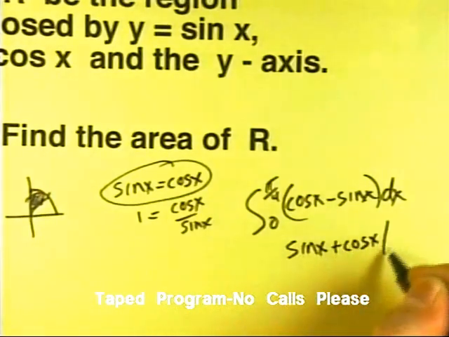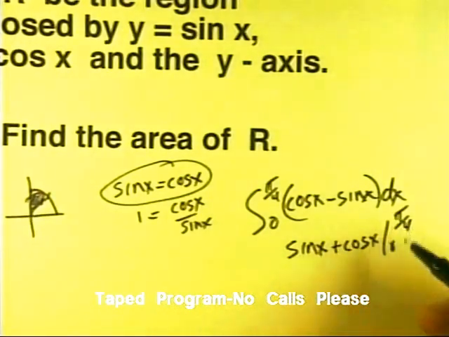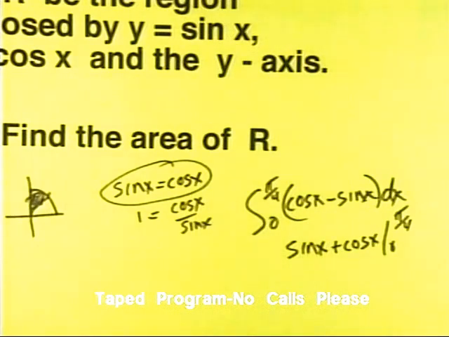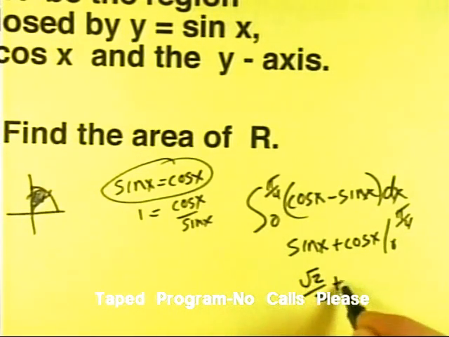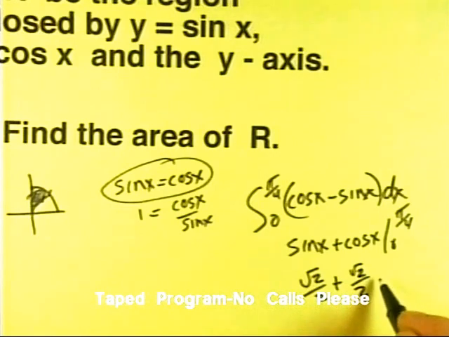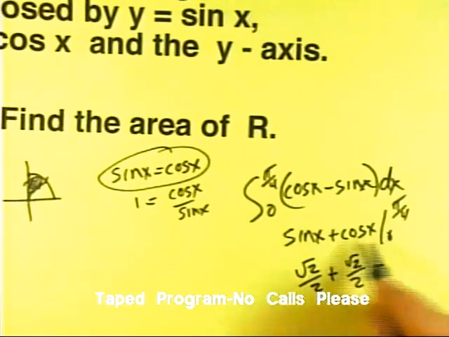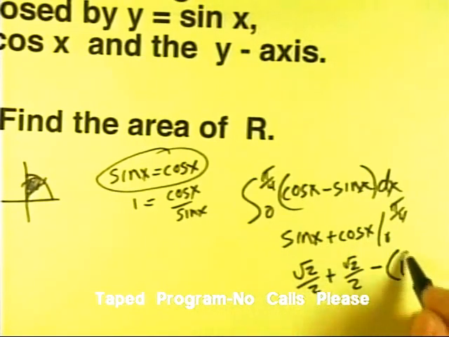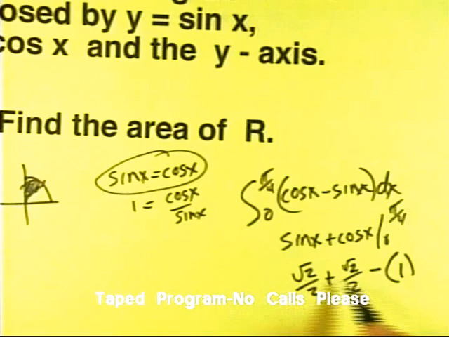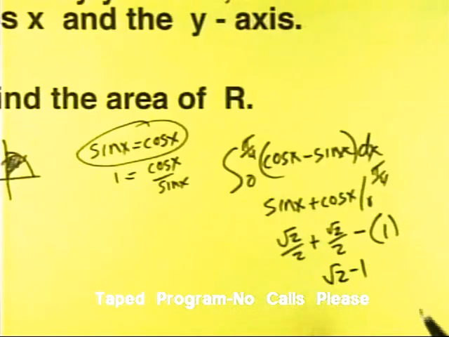So therefore, take that integral. What's the sine of pi over 4? Square root of 2 over 2. And what's the cosine of pi over 4? It's still square root of 2 over 2. A lot of people would think that that's the answer, but don't forget when you plug in 0, it doesn't zero out, because cosine of 0 is 1. So the answer is square root of 2 minus 1.